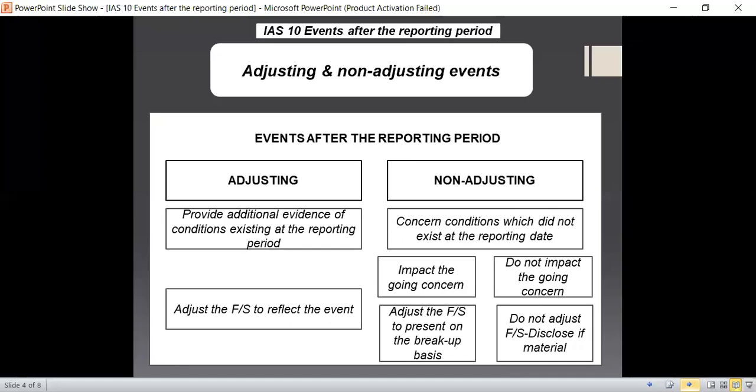Now let us have a look at what adjusting events are. Adjusting events are all those events that provide the evidence of the condition that existed at the end of the reporting period. In other words, these events might happen after the end of the reporting period, but they were the result of something already in existence.